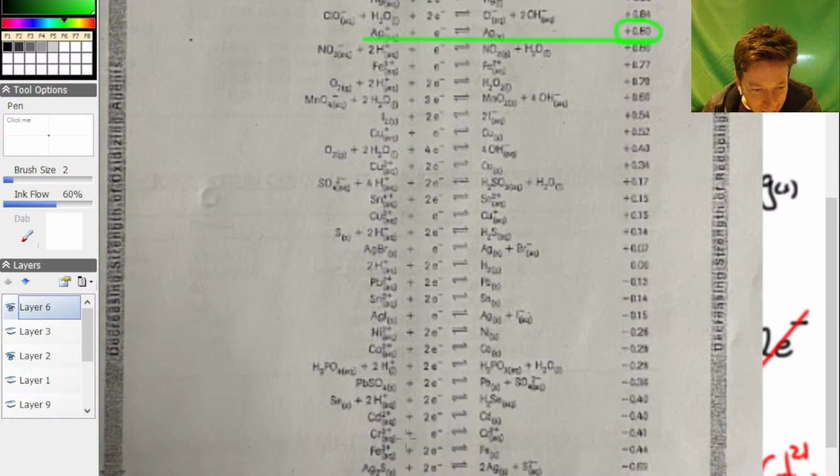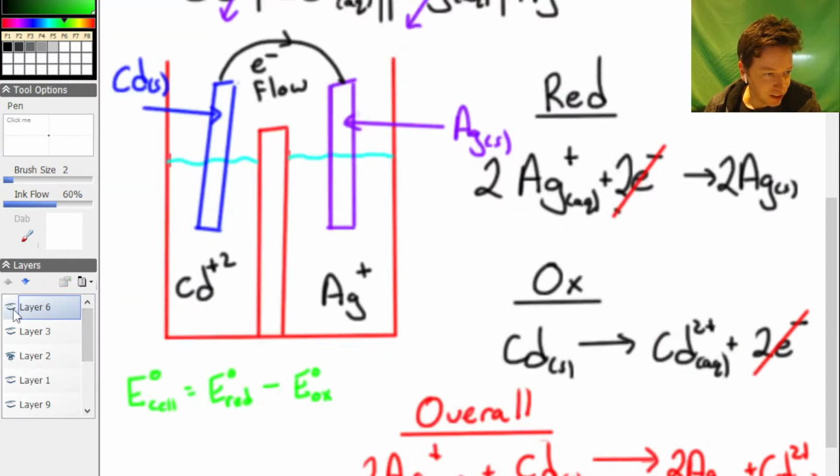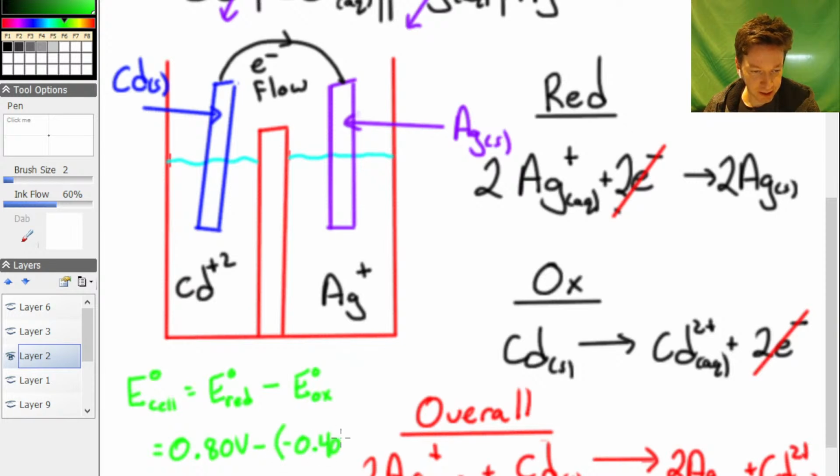Here we go. Right there. And negative 0.4 volts. So we're going to use those values. Let's go back to layer 2. So what was reduced? We had 0.80 volts minus, we have a double negative, so be careful with that, negative 0.40 volts, which gives us a total of a 1.2 volt battery.